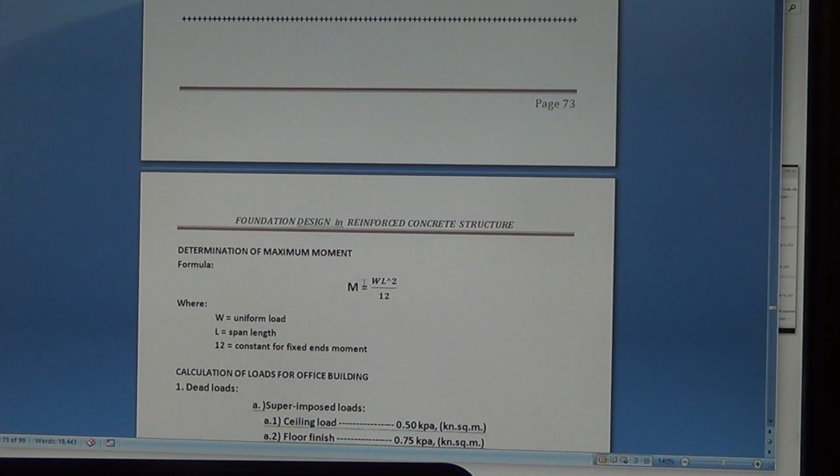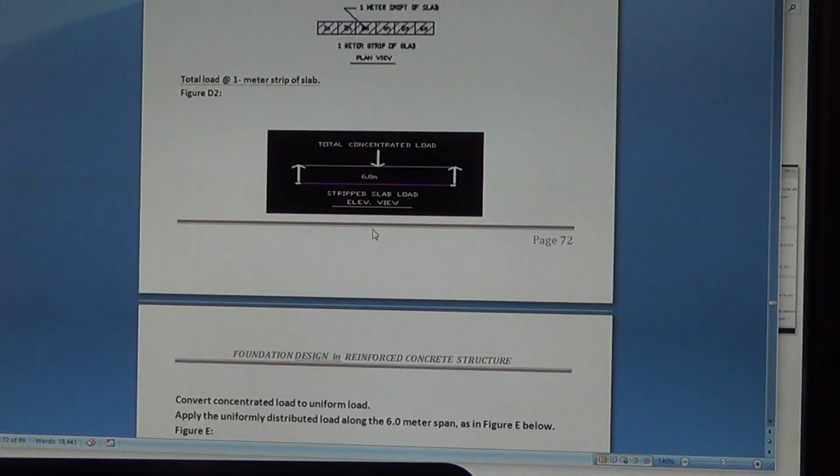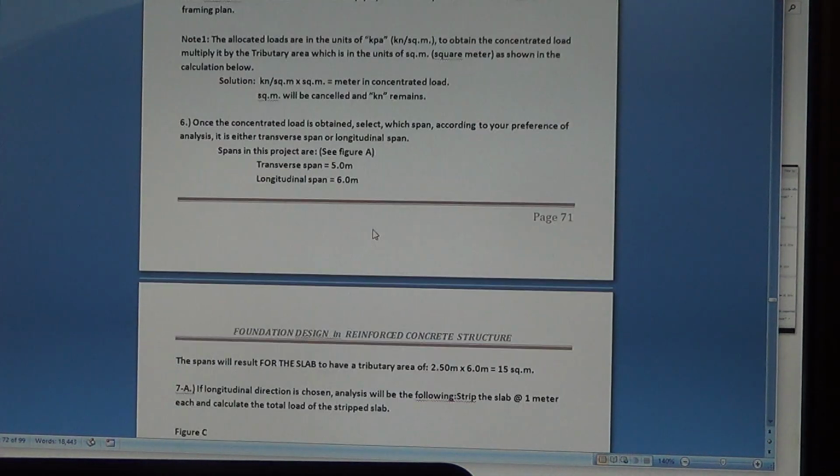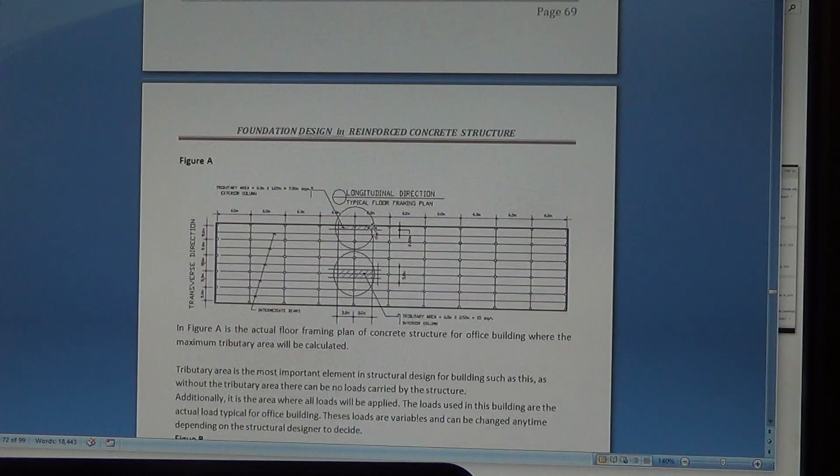Okay, that's for the slab. It's a fixed end, so use this formula here, WL squared over 12. And here's the details of how the load is calculated for the slab all the way down. And that load here is from this frame here.